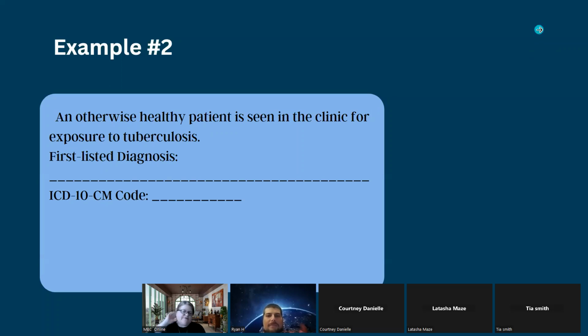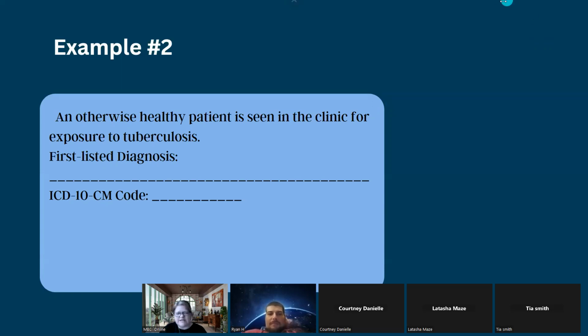And just like with failure, or assault or anything like that, you look up this main term, and then your subterms are all going to be, like for exposure, different things that you can be exposed to, right? For pain, it's different places you can have pain. So you're going to look up exposure and then find tuberculosis under that in your alphabetic index.